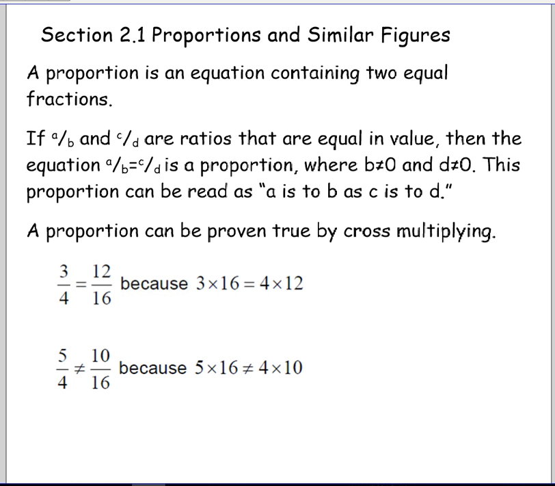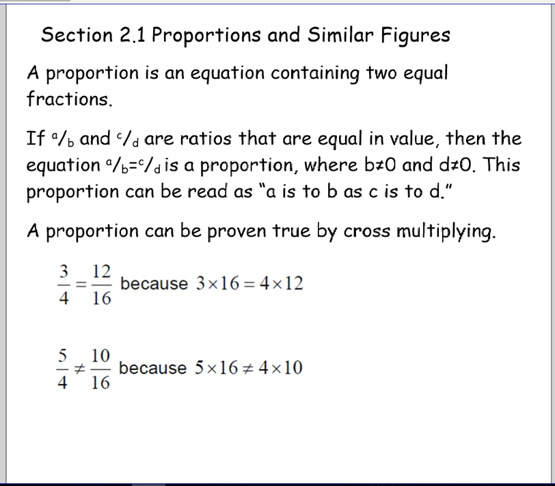A proportion can be proven true by cross multiplying. For example, 3/4 is equal to 12/16 because 3 times 16 equals 4 times 12, or 48 equals 48. So if we reduced 12/16, we would get 3/4.